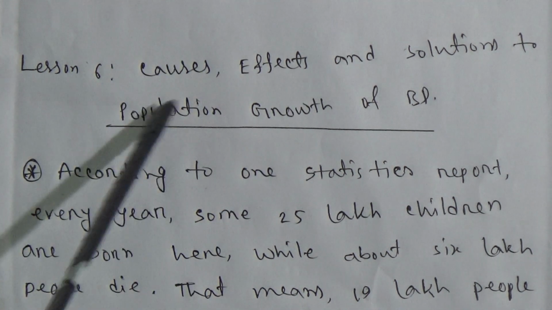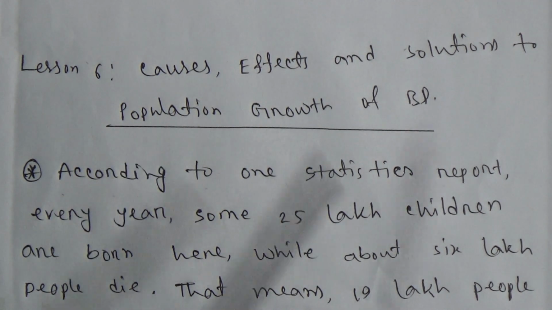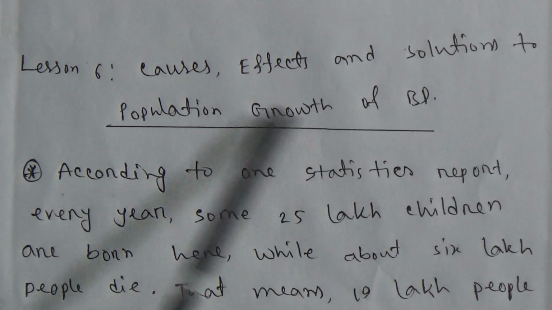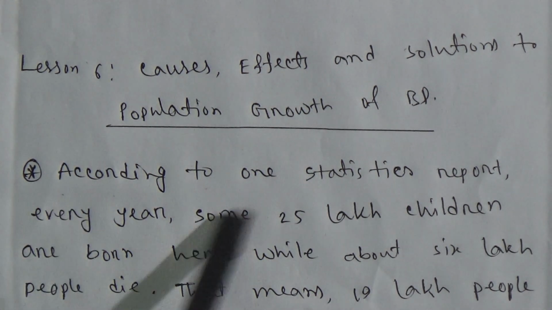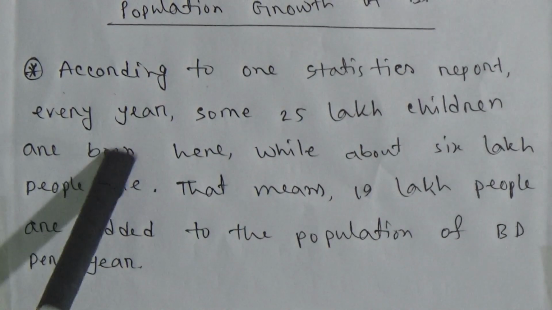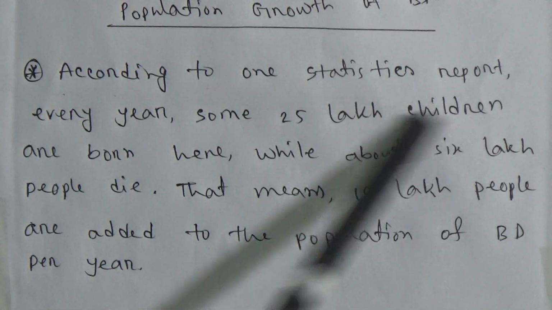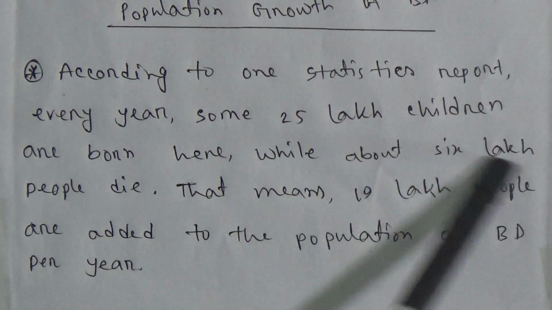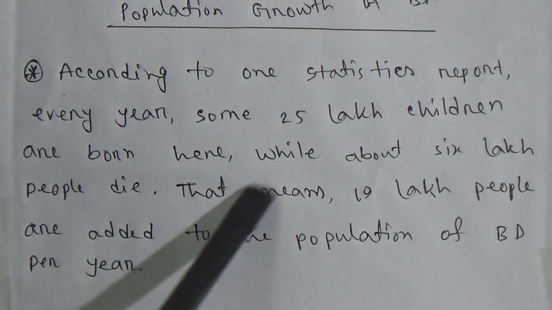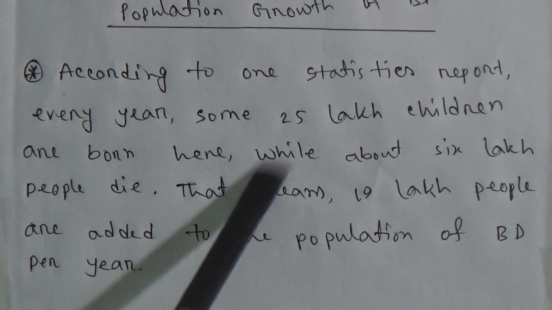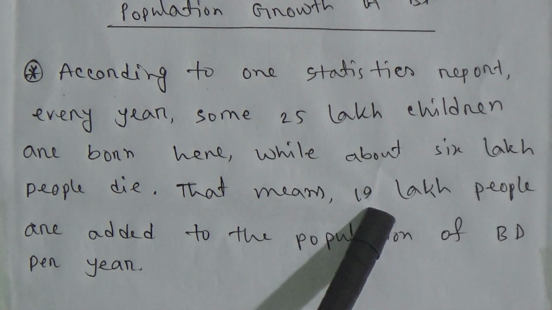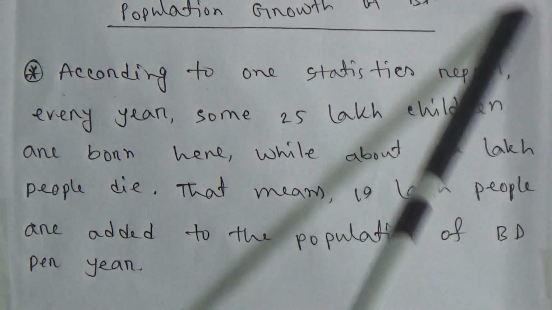But the most important thing is to find out the solution, so we will discuss it. Before that, we will give some information about the population scenario of Bangladesh. According to one statistics report, every year some 25 lakh children are born here, while about 6 lakh people die. That means 19 lakh people are added to the population of Bangladesh every year. So the population is increasing.